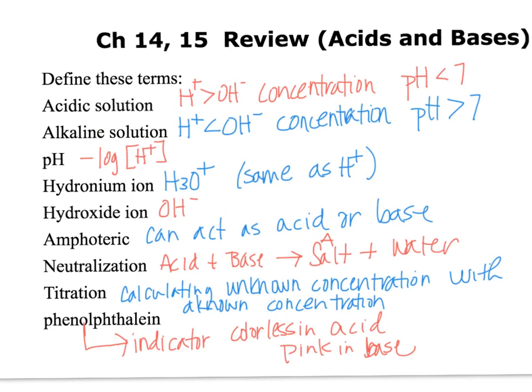So as long as you know one of the concentrations and the volumes of the acid or base, you can calculate the other concentration. And then the last definition on the review was phenolphthalein, and that is an indicator. If it's in the presence of an acid, it is colorless, and if it's in the presence of a base, it is pink. Remember, it does matter what indicators you use when you're using a titration, because you need to target the pH range of your actual reaction.